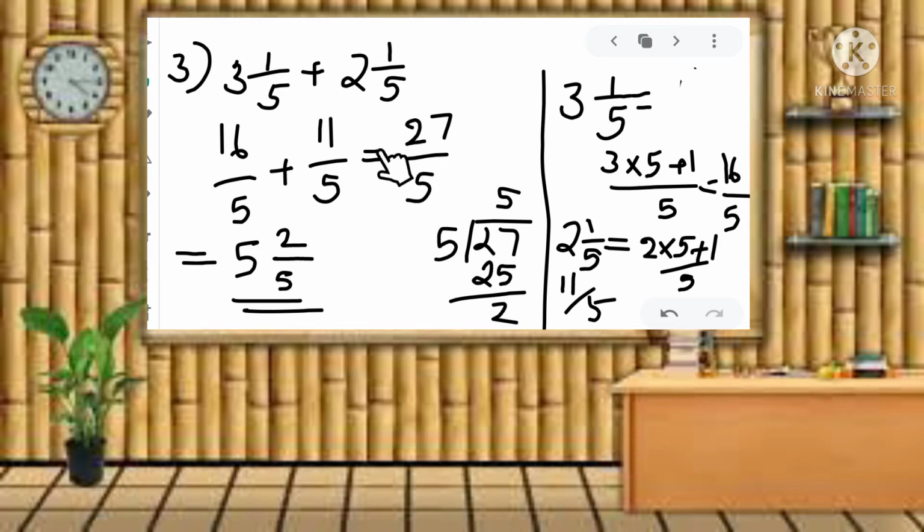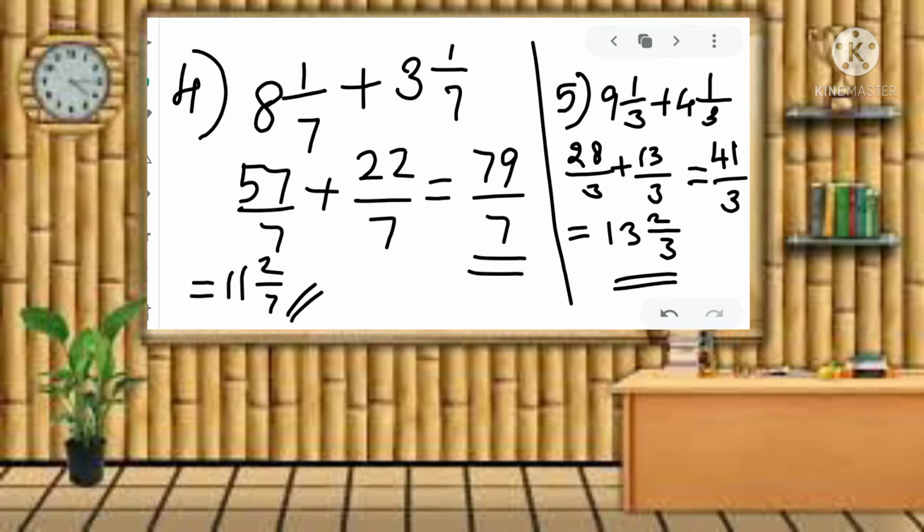Again we want to convert into a mixed fraction. 27 by 5 is an improper fraction. So 27 divided by 5. Quotient is 5. 5 5s are 25. Remainder 2. How we can write? Quotient 5, and 2 by 5. 2 is the remainder divided by the divisor. So 5 2 by 5.